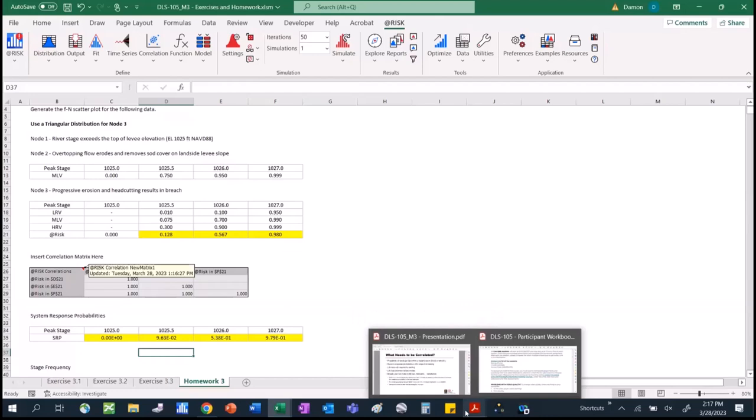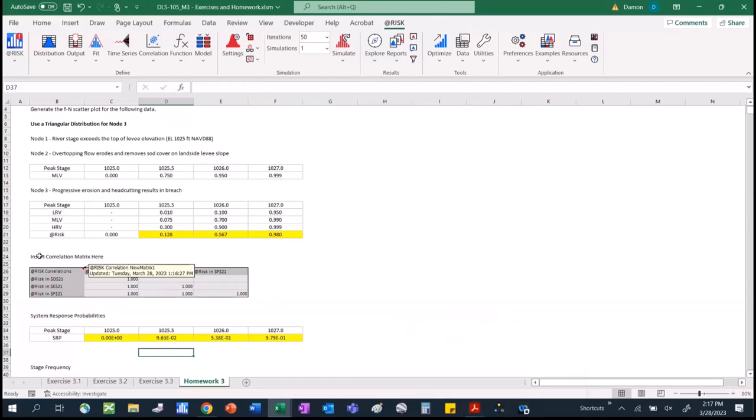So when you do your module 3 quiz, the buzzword in the first question is going to be correlation. Correlation.